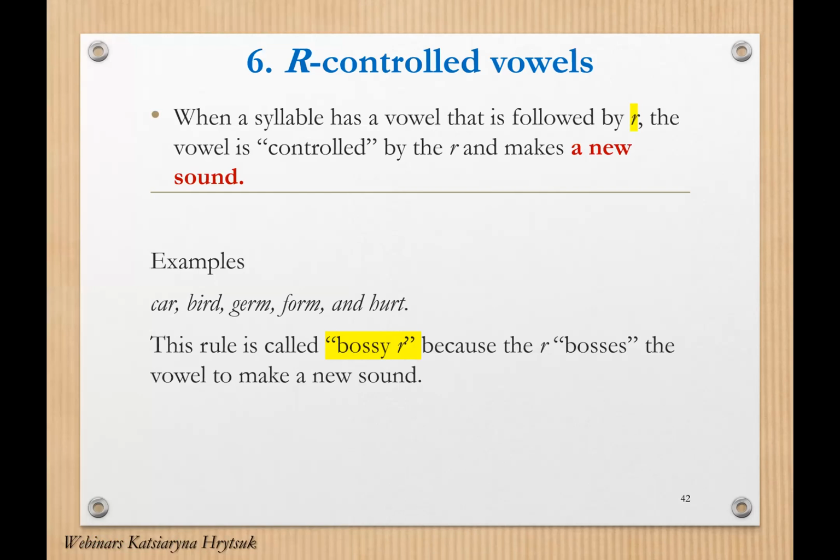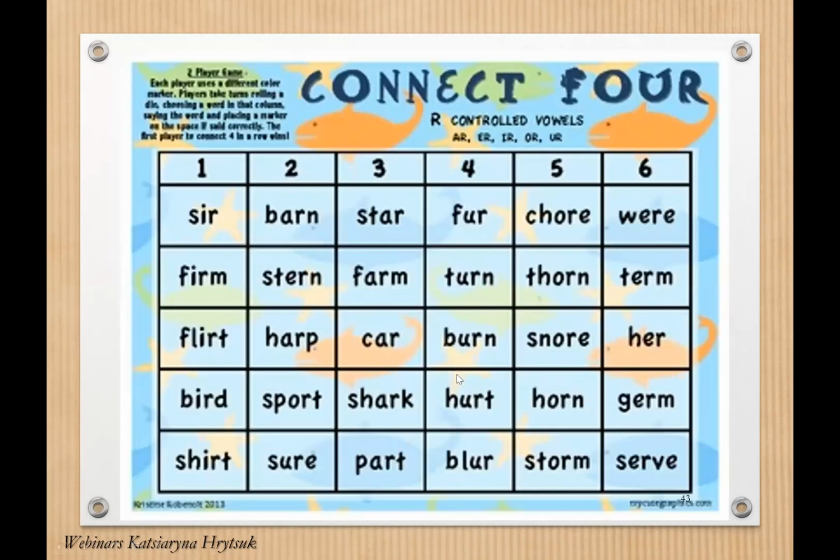Rule number 6. R controlled vowel. Remember, I told you when a syllable has a vowel that is followed by R, the vowel is controlled by the R and makes a new sound. Example: car, bird, germ, foam, and hurt. We call it sometimes bossy R. It's like a boss here, okay? Because the letter R changes everything.